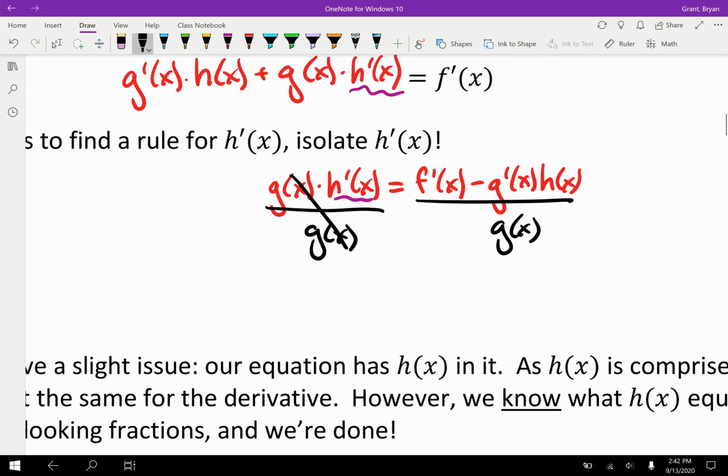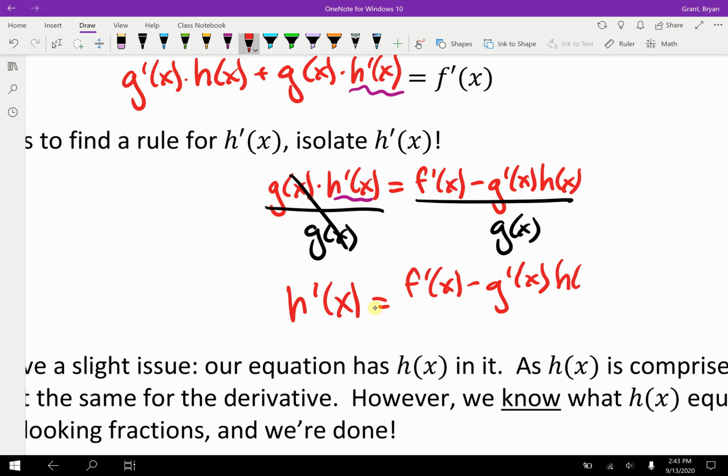And that gives me something that's looking pretty good. We have h prime of x equals f prime of x minus g prime times h of x, all divided by g of x. And actually, this is a version of the quotient rule. However, nobody's going to write the quotient rule like this because the quotient rule is calling itself in its rule. It's saying to find the derivative of h, we're going to move h over to the right side, and that's just generally not done.